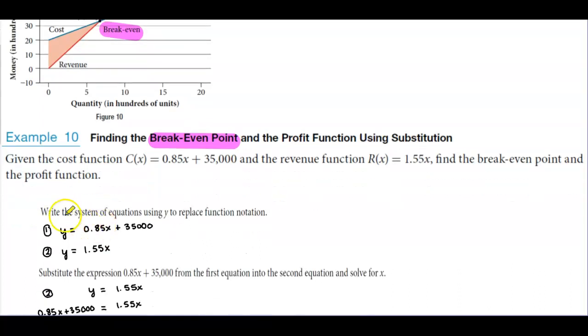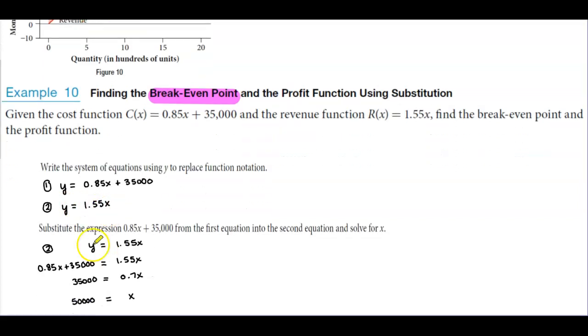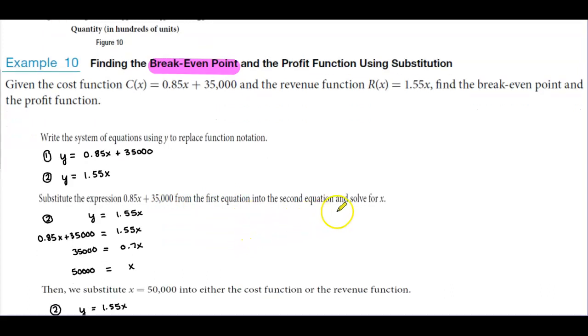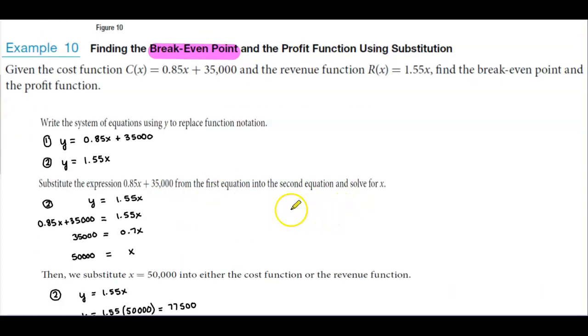So the first thing we want to do is write the system of equations using y to replace the function notation. So instead of writing c of x, we're going to say y is going to equal 0.85x plus 35,000. And then the revenue function, r of x, we're going to say now is y, which is equal to 1.55x. And then we're going to substitute the expression 0.85x plus 35,000 from the first equation into the second equation and solve for x.